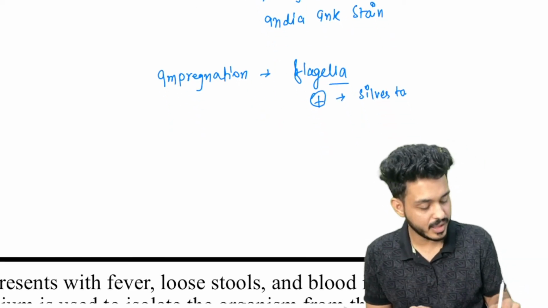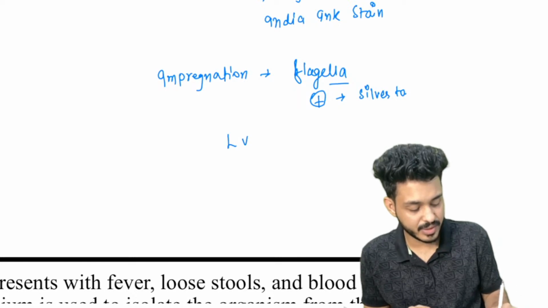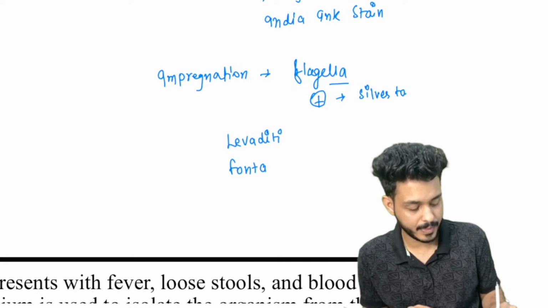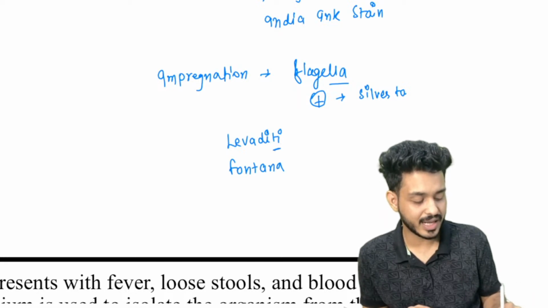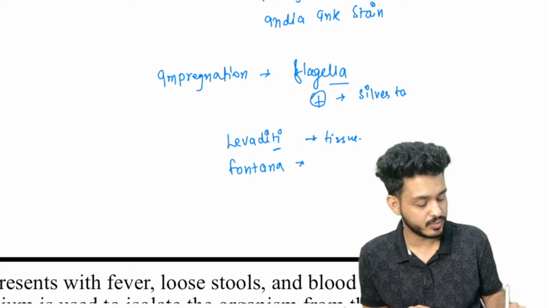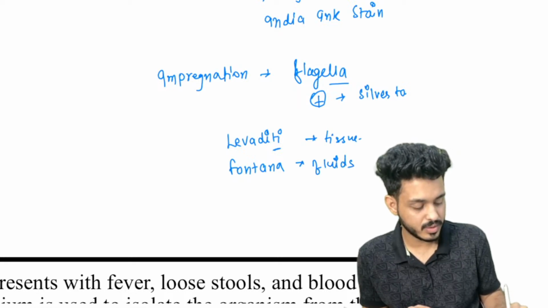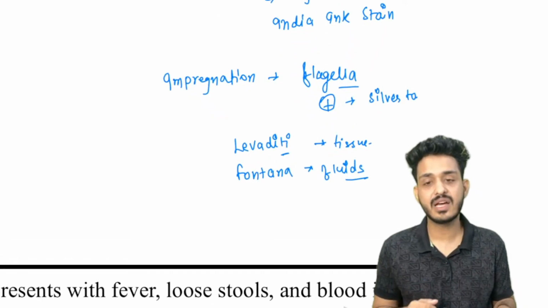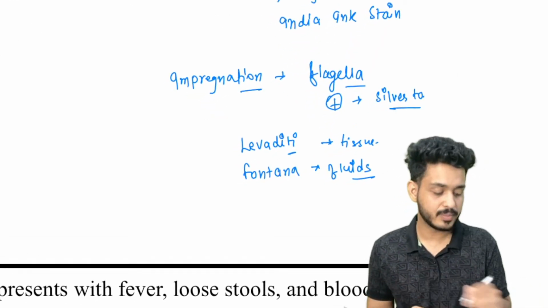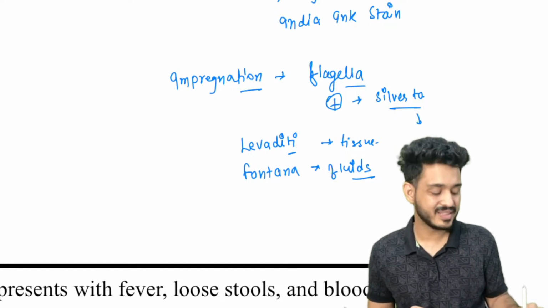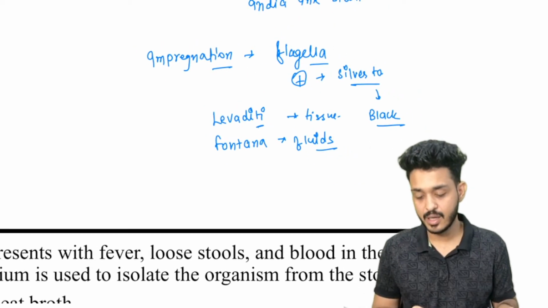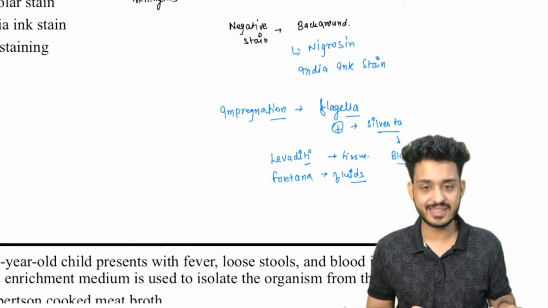Now, we have two stains that we have to remember: one is Leveditti, another one is Fontana. Remember, Leveditti is done for tissue samples, and Fontana we can do for fluids. So those bacteria we cannot see, we put impregnation staining. We are basically adding silver to the bacteria. Silver will always give a black color to the bacteria. That is how we can see.